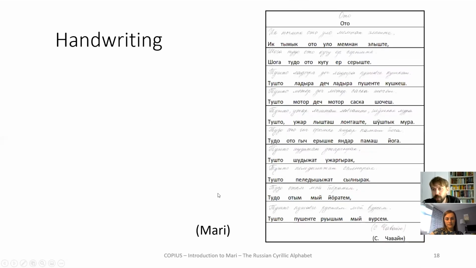And I have also given here a Mari poem written out in the Cyrillic alphabet that you can have a look at.